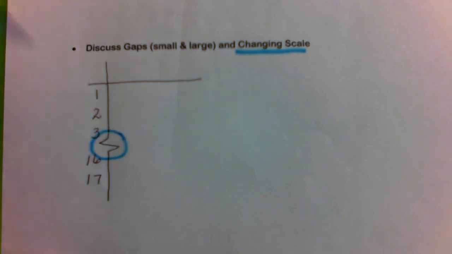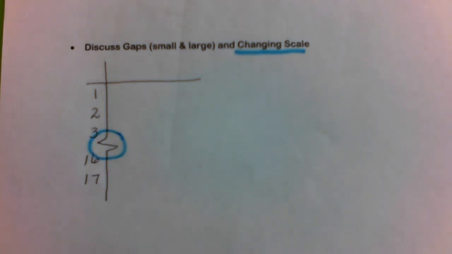So I have placed this squiggly line here. That way my eye is drawn there. This is what's called a changing scale, and I can look at that and go, oh, the numbers 4 through 15 are skipped because there weren't any data values there. That's chapter 2.3.